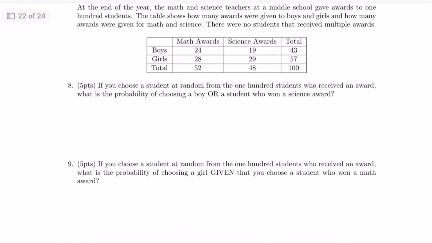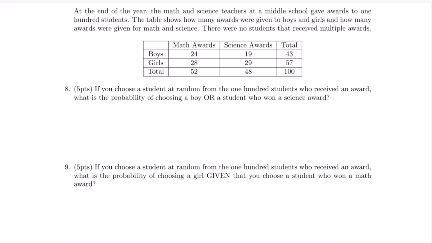And then on question 8, we're given this table that summarizes the math awards and science awards that were given to 100 students at the end of the year.